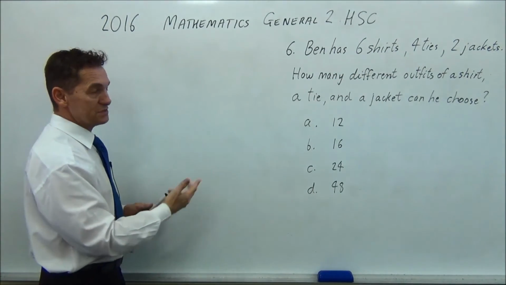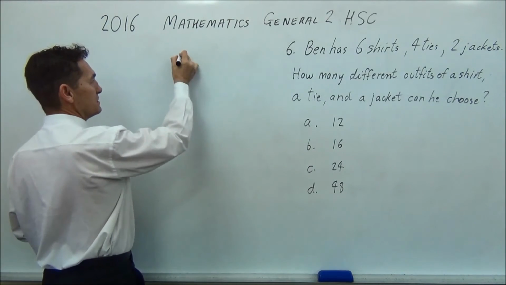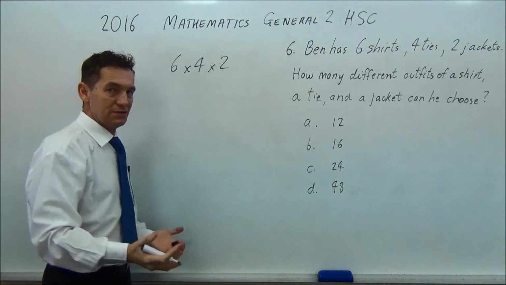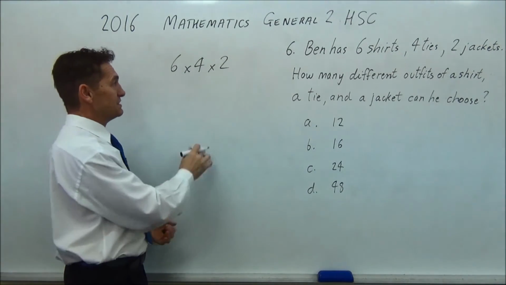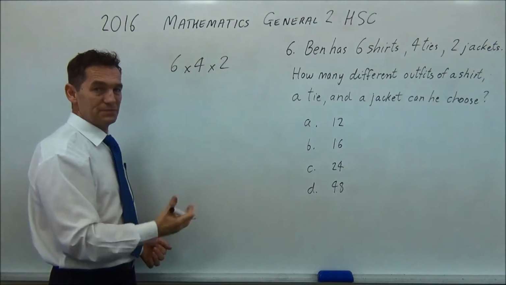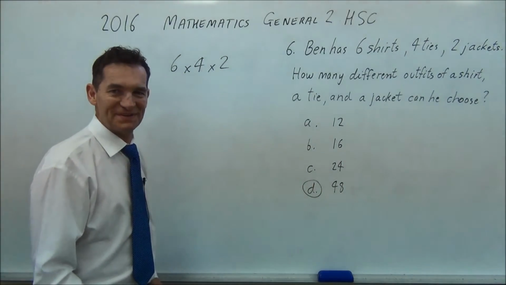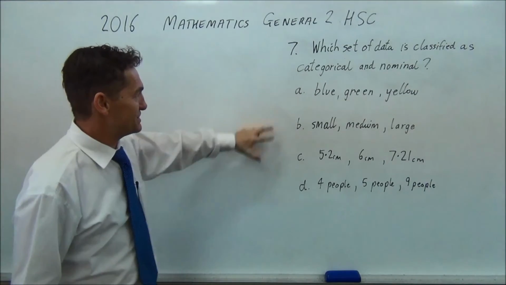You've got 6 choices, times 4 times 2. So you're just going to go 6 times 4 times 2. You don't really need your calculator. You can use it if you get stuck, but 6 4s are 24 times 2, 48. And you're done. G'day again, back for question 7.